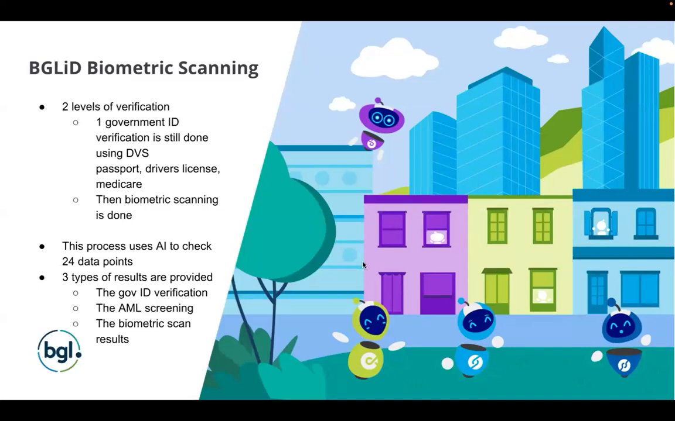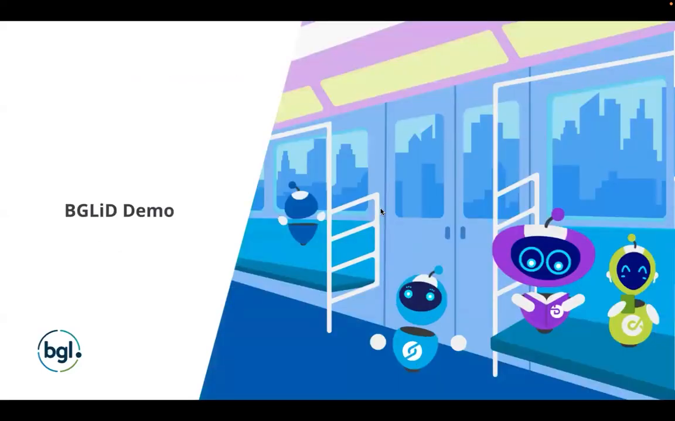So this process uses AI to check 24 data points, and then we do have the three types of results that are provided. So the government ID verification, the AML screening, and the biometrics results. So from here, we will move on to a demo of BGLiD within Simple Fund 360.